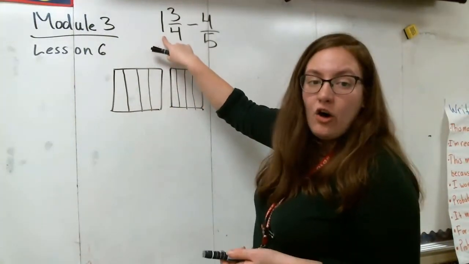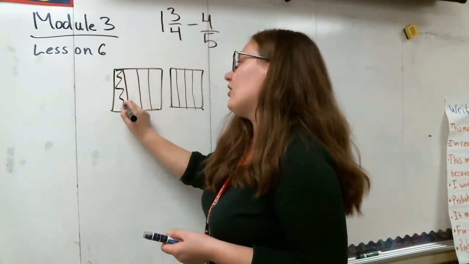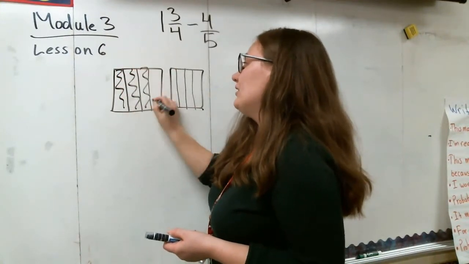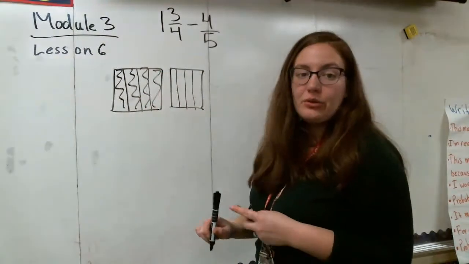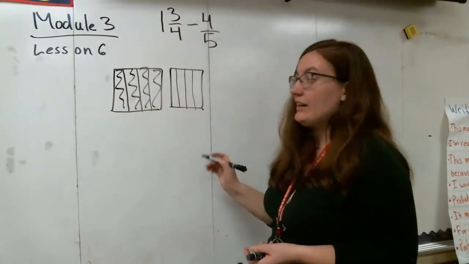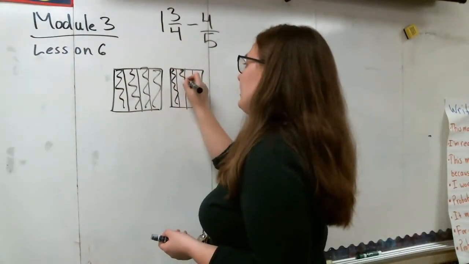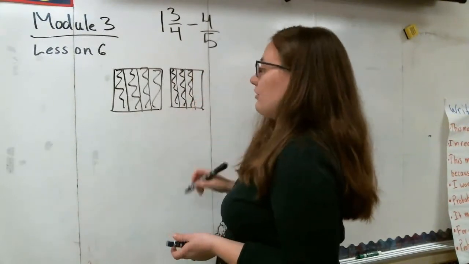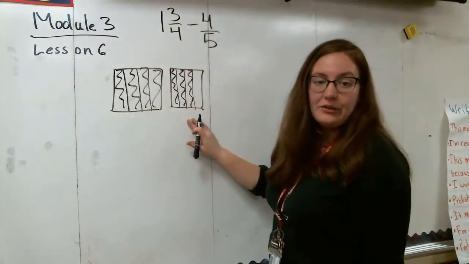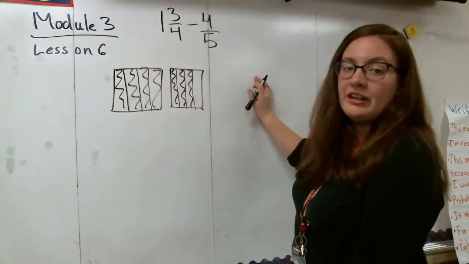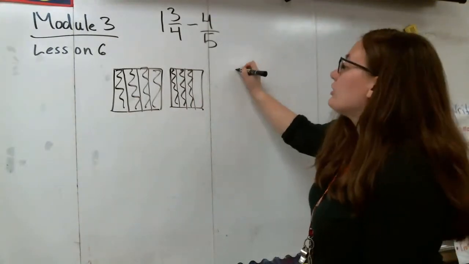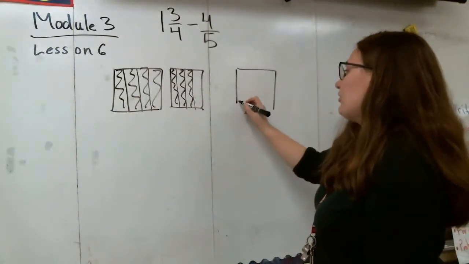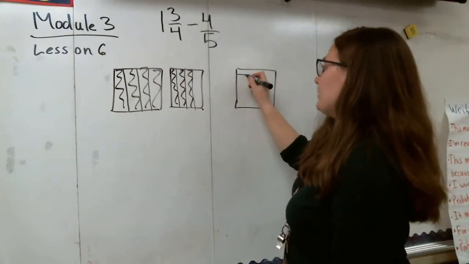So I have my 1 whole, which means I need to shade in all 4 pieces right here. But then I still have 3/4 left, so I need to shade in 3 more pieces. So I have 1, 2, 3. So I have my 1 3/4. But I also need to draw this fraction, which is 4/5. So horizontally, I cut this one into fifths.